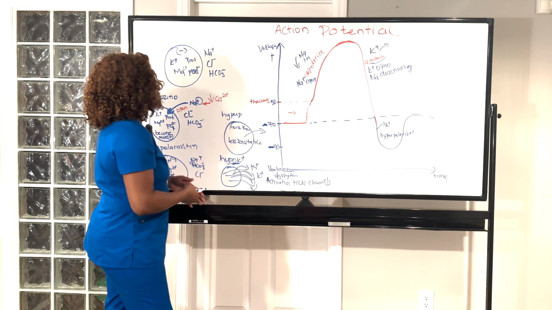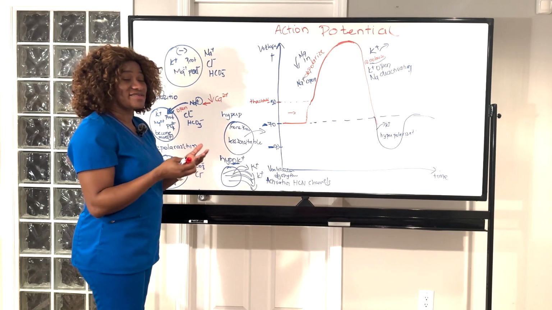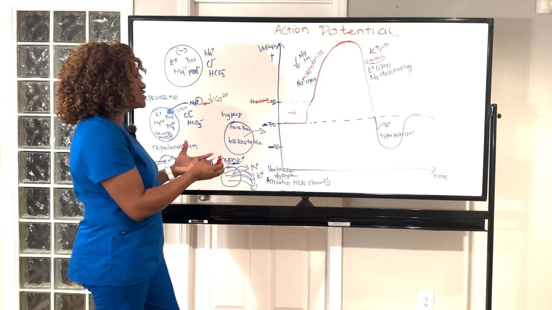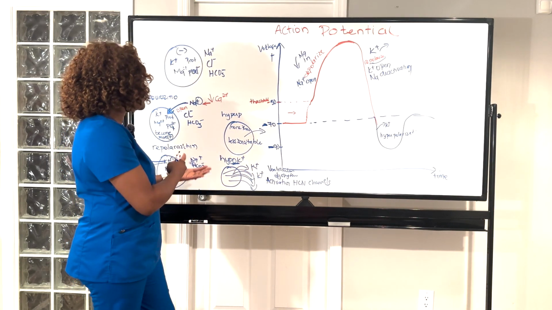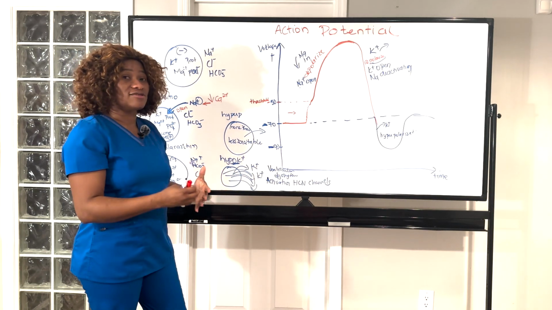So this is the physiology of the action potential and how these different ions can actually impact our cellular response according to the amount of different ions in and out of the cell.